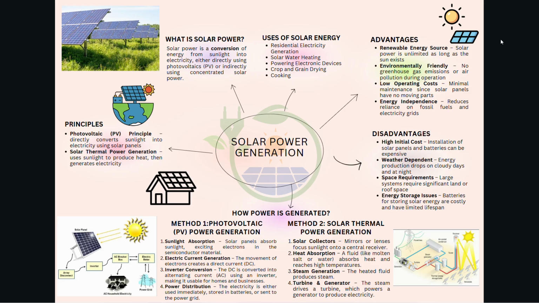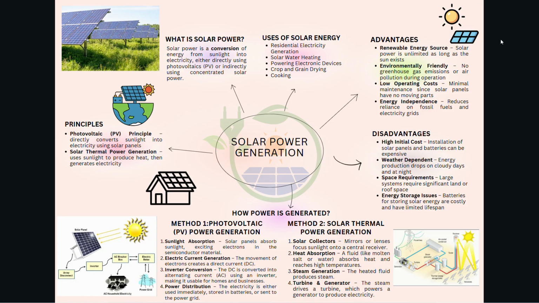So what are the uses of solar energy? First is residential electricity generation. We can use solar energy to power homes, reducing reliance on traditional energy sources. And the next is solar water heating. A solar thermal system can use sunlight to heat water for domestic use, saving energy.